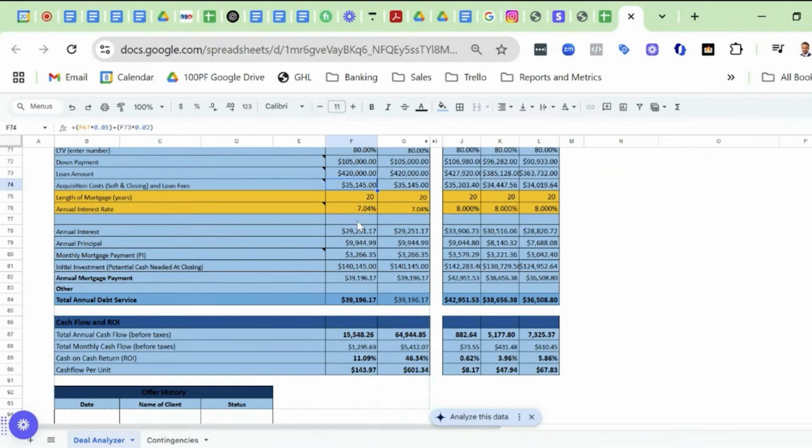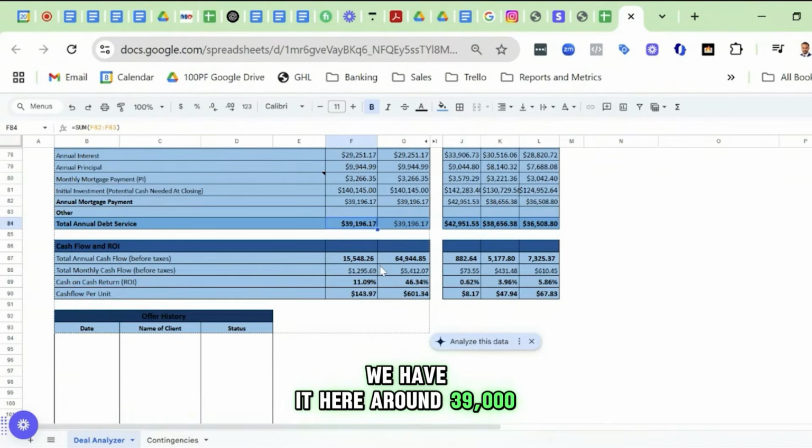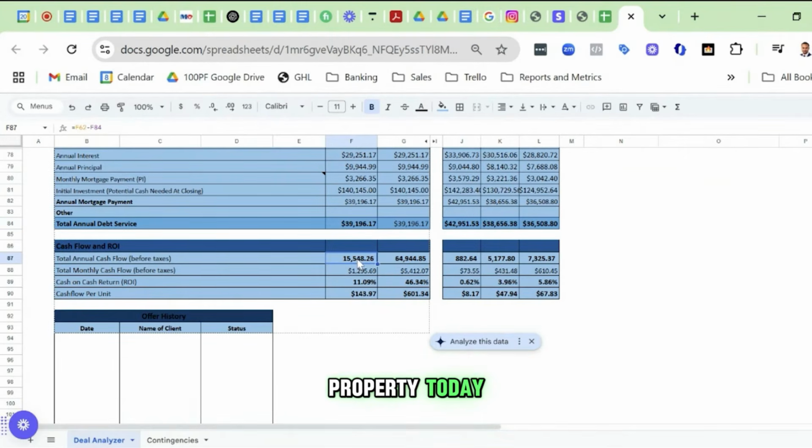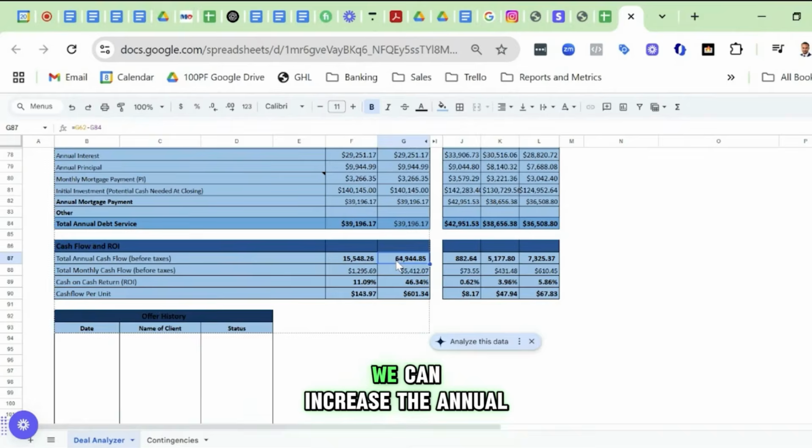Okay. All right, cool. Now let's get down to the debt service. We have it here around $39,000 for the year. So let's get into our ROI and cash flow. So the total annual cash flow, if you happen to buy this property today, we'll be generating annual $15,548. If we're able to do the value add that I mentioned earlier, such as increasing the rents, decreasing some of our costs, we can increase the annual cash flow to $64,944.